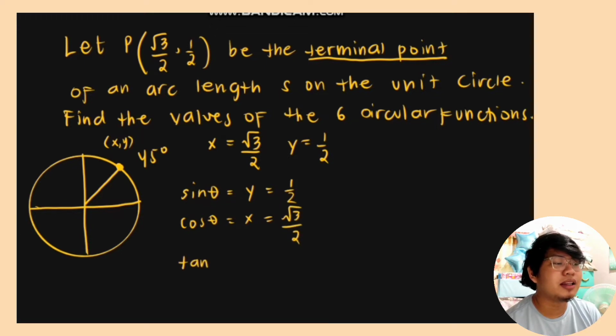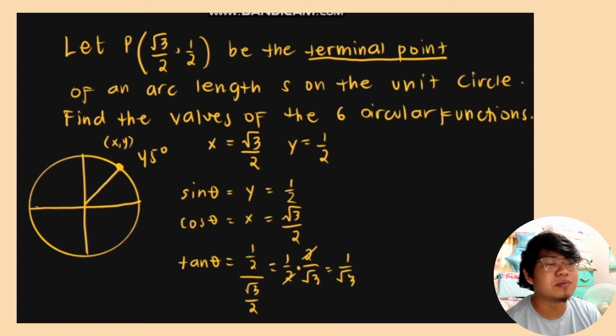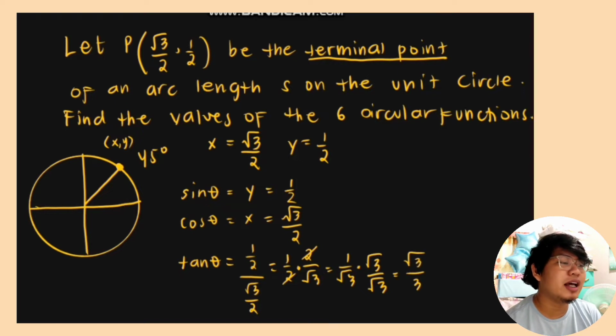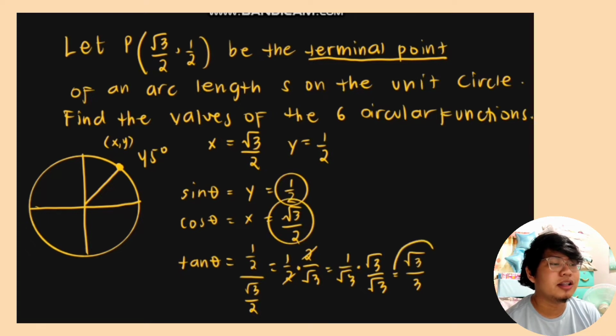For tangent theta naman, kukunin lang natin si 1/2 over square root of 3 over 2. Kasi sabi natin, tangent theta is y over x. So, we can rewrite this as 1/2 multiplied by, ito, reciprocal nitong fraction na to. So, that is 2 over square root of 3. That is equal to, cancel natin si 2, 1 over square root of 3. Pero we cannot have a radical expression sa ilalim. So, we do rationalization, square root of 3 over square root of 3. That is square root of 3 over 3. So, nakuha na natin yung tatlo. We have sine theta, we have cosine theta, we also have tangent theta.